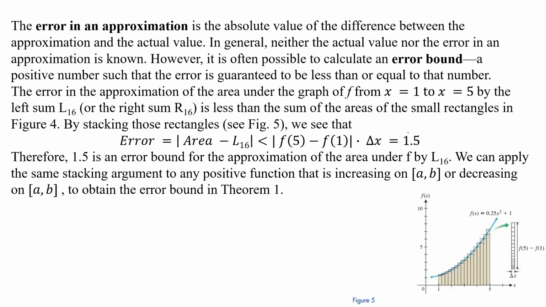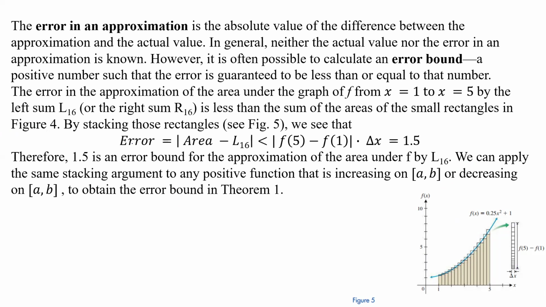Now, the error in an approximation is the absolute value of the difference between the approximation and the actual value. So in general, neither the actual value nor the error in approximation is known. However, it's possible to calculate an error bound. Okay, that's a positive number such that the error is guaranteed to be less than or equal to that number. So the error in approximation of the area under the graph from 1 to 5 here, by the left sum, L16, or the right sum, R16, is less than the sum of the areas of the small rectangles in figure 4 by stacking them up. So we're stacking all those rectangles up, and it's going to be less than that.